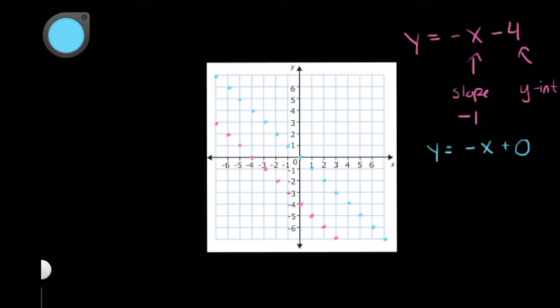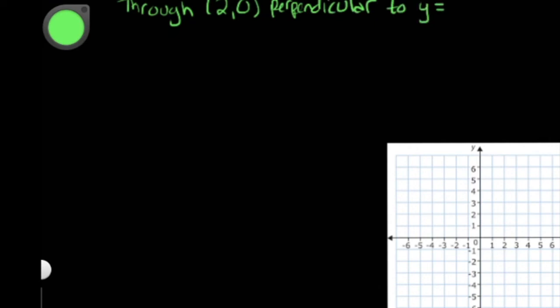Now, the other part of that question, or that section, is perpendicular slope. So let's look at a perpendicular slope. This one says that it goes through the point 2 and 0, and it's perpendicular to y equals 2 over 3x.